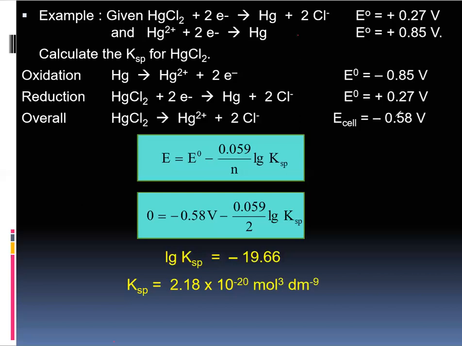Sum them together, you have this. Input them in the equation. We are looking for our KSP in this case. So just input those values and then solve mathematically, you arrive at this.